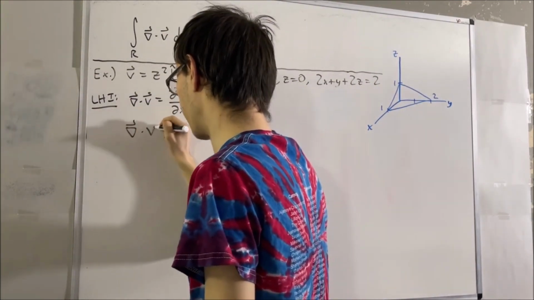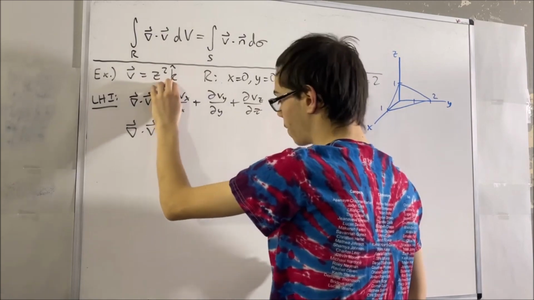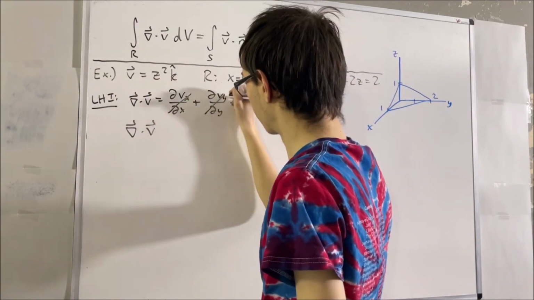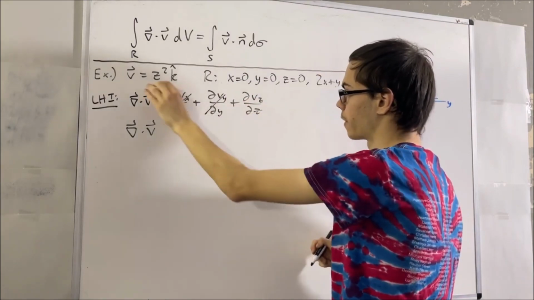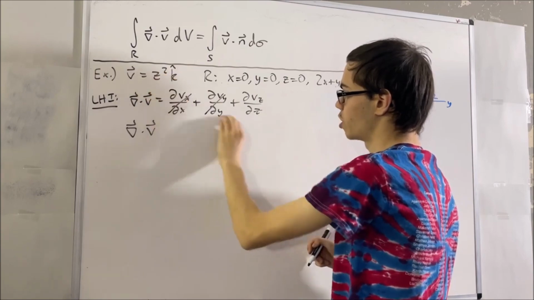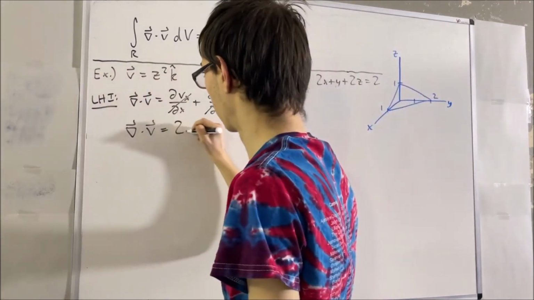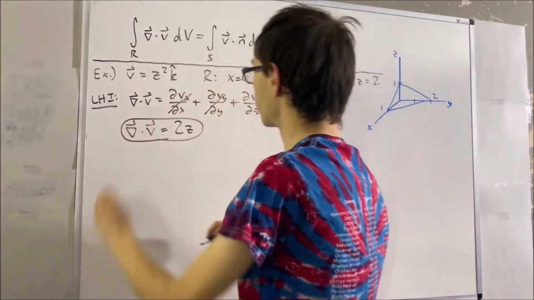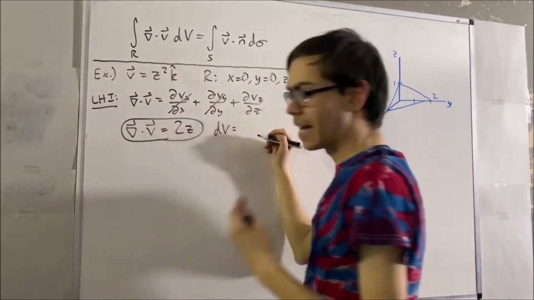and so really, the x and y components of our vector field are both 0. So really, these 2 terms go away. And for the z component of our vector field, well, the z component is z squared. The derivative of z squared with respect to z is 2z. So this will be the integrand. Of course, a volume element would be dx, dy, dz.